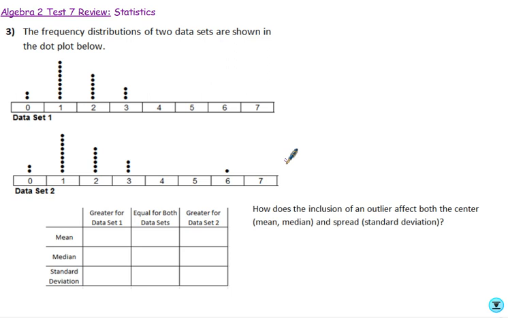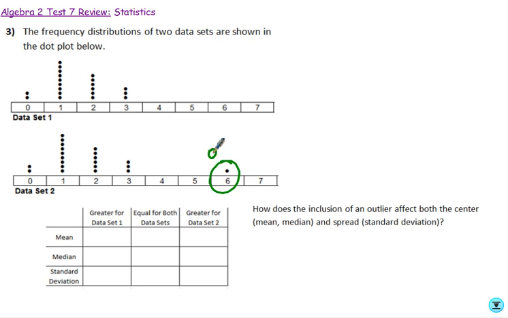Number 3 shows us the frequency distributions of two data sets. So we're basically looking at two different dot plots. We don't know if we're talking about how many pets you have, how many siblings you have. We don't really know the story here, so we don't have to worry about that too much. We really just want to compare the two. It looks pretty much the same to me, except there's an outlier, right?